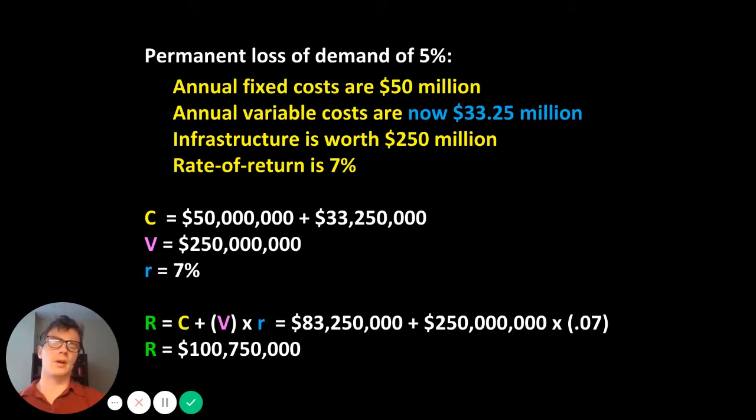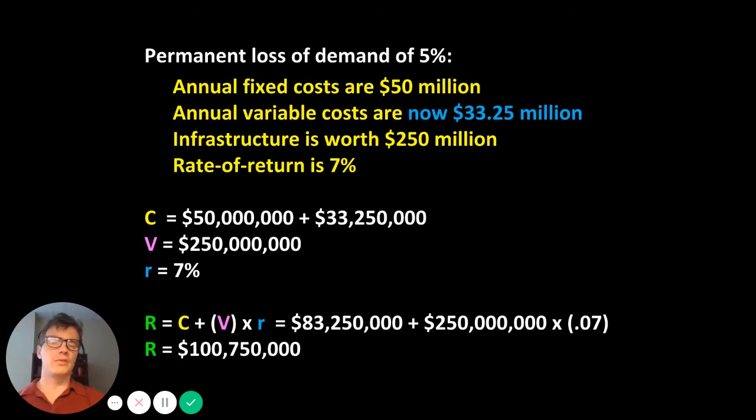The one thing that a loss of demand would influence is variable cost. If the utility has lost 5% of its demand, we can say it's also lost 5% of its variable costs. So variable costs drop from $35 million to $33.25 million. And as part of this, we also have to recalculate the target revenues, because their variable costs are lower. That means they have to collect less revenue to cover all their costs and make profits for shareholders.